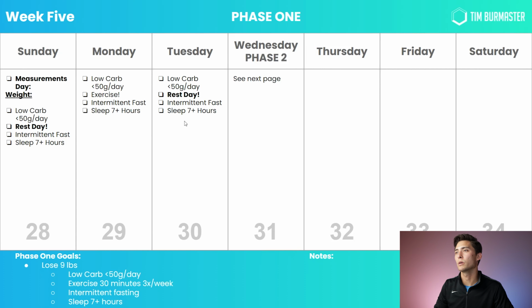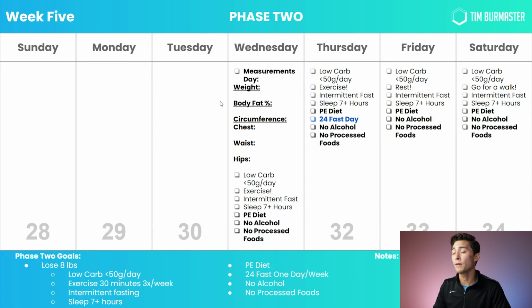And once we get to week 5, we are going to be starting phase 2 officially. Now with phase 2 though, this is going to be our more robust measurements day. So we're doing our weight check, we're going to do our body fat, we're going to do our circumference measurements. And then if we take a look at the bottom left corner here, we have changed our goal. We are looking to lose 8 pounds in month 2, phase 2.